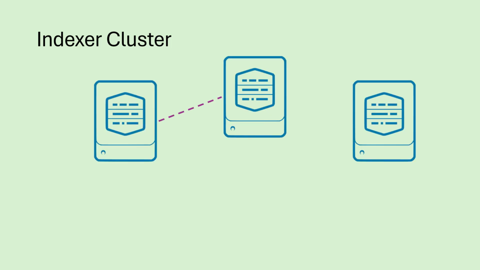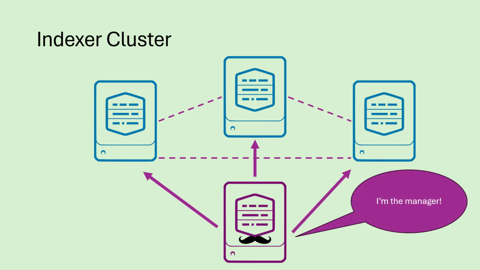Indexer cluster: an indexer cluster provides data availability and scalability. It consists of multiple indexers working together, managed by a cluster manager. The cluster manager oversees the replication and distribution of data across indexers, ensuring that data is available even if some indexers fail. A cluster manager manages the cluster, ensuring data replication and consistency.